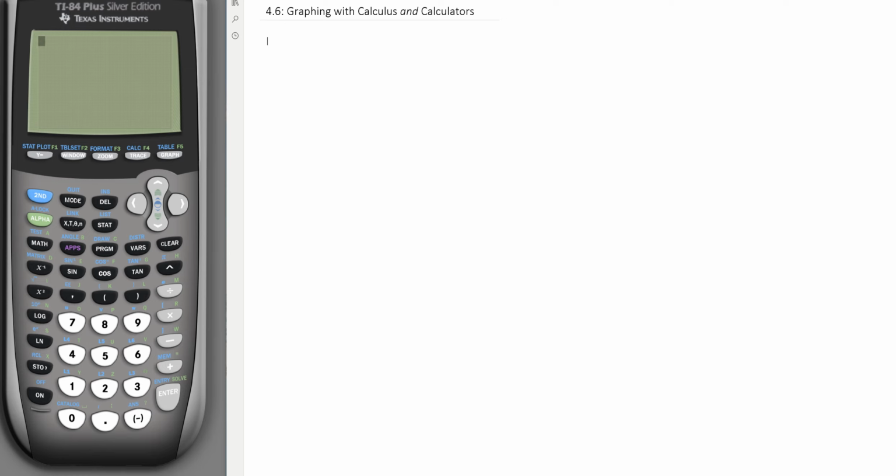Section 4.6. This is about graphing with calculus and calculator. In the previous section we looked at how to sketch a graph by hand using calculus tools such as derivatives, concavity, things like that. Here we're going to see how you can check your graph on the calculator, to see if the graph we did by hand is correct.